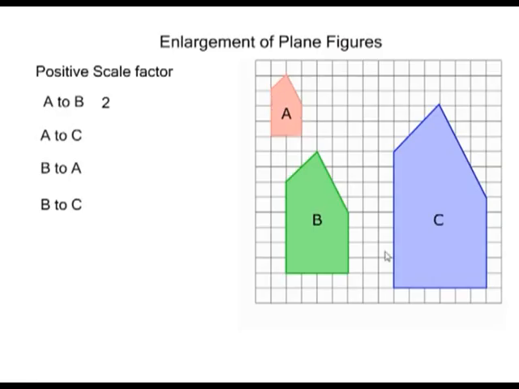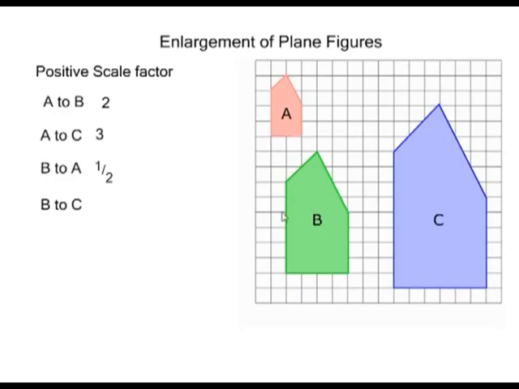Now A to C. C has 1, 2, 3, 4, 5, 6 boxes, and A has only 2. So 6 divided by 2 is 3. You could also have counted these boxes and these boxes here. B to A. B is 1, 2, 3, 4, and A is only 1, 2. And so 2 divided by 4 is a half, or 0.5.